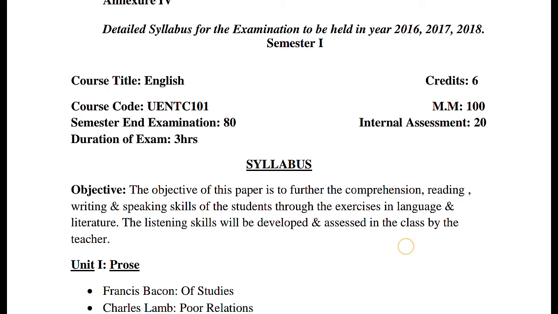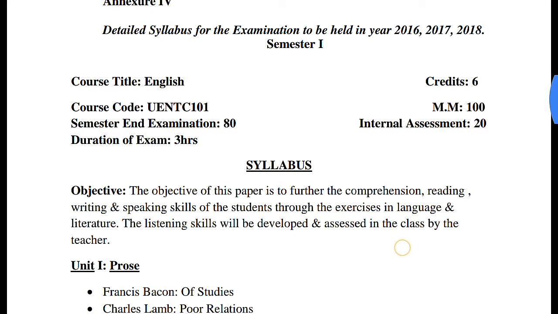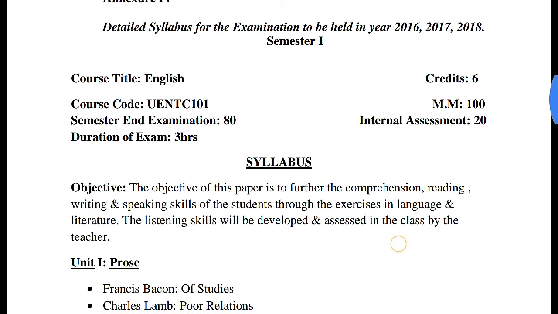The course code of general English is UENTC 101, and theory will consist of 80 marks for general English and internal assessment of 20 marks. Students will have 3 hours to write the answer of this question paper.